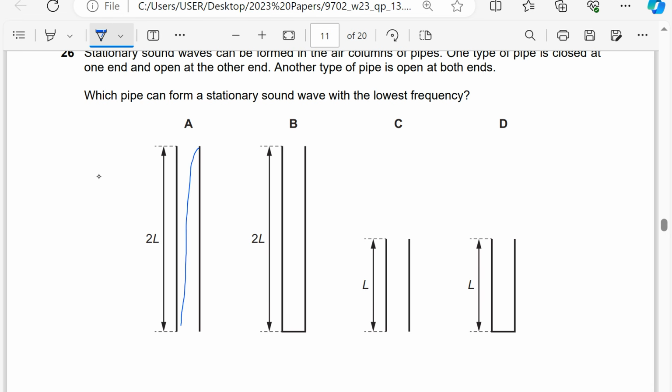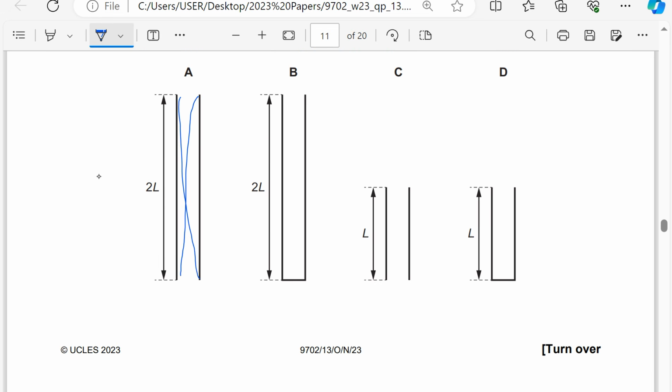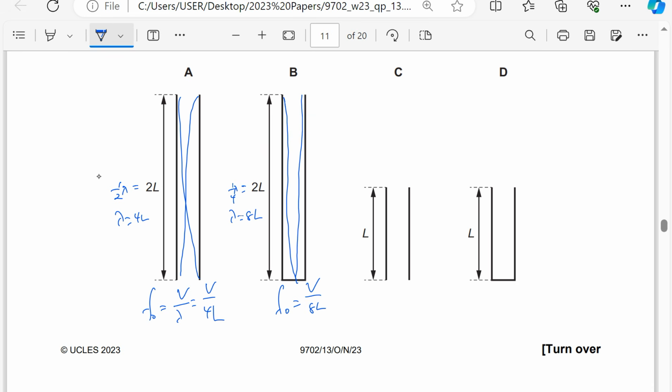So I will draw the fundamental mode of an open pipe. Here length is a quarter plus a quarter, which is a half of a wavelength. So the fundamental frequency is going to be V over lambda, where lambda is equal to 4L. Then I draw the fundamental mode here. This is a quarter of a cycle. So 2L is equal to a quarter of a wavelength, which means the wavelength is going to be equal to 8L. So the frequency here is going to be V over 8L.